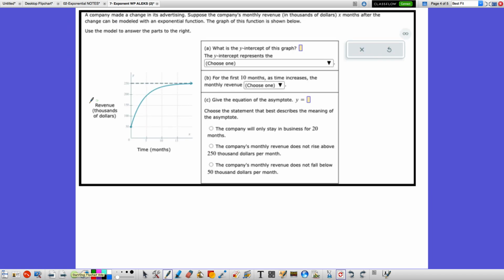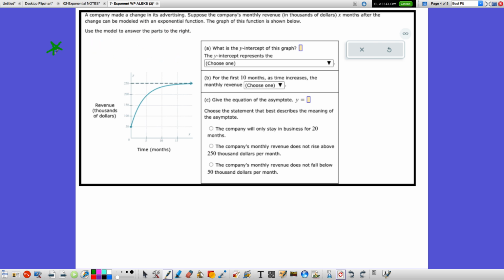All right, so here we have a graph, and then we have a lot of questions that it wants to ask about the graph. So let's read. A company made a change in its advertising. Suppose the company's monthly revenue in thousands of dollars X months after the change can be modeled with an exponential function. The graph of the function is shown below. Use the model to answer the parts.